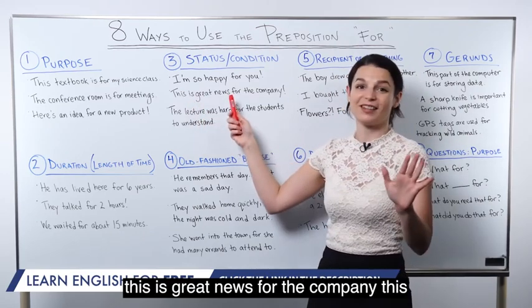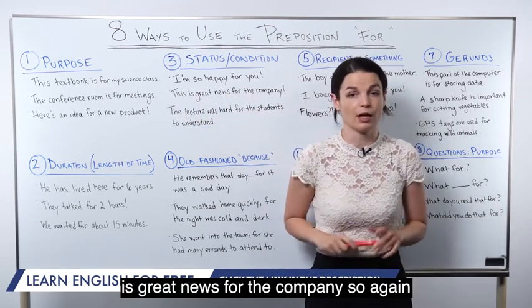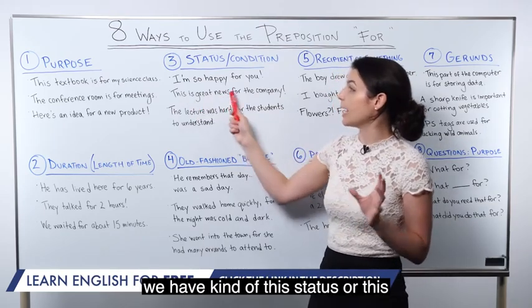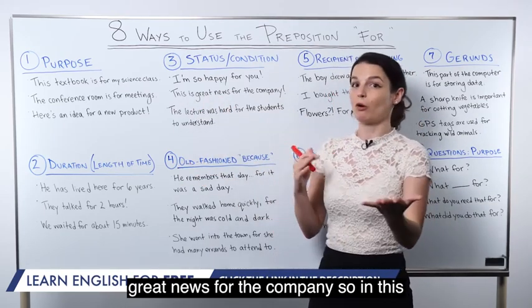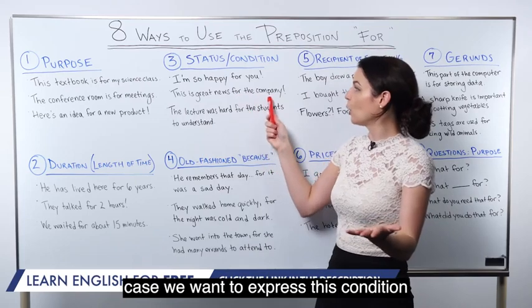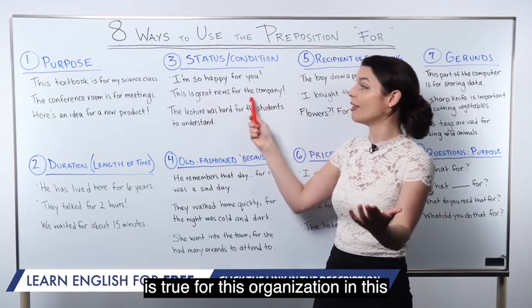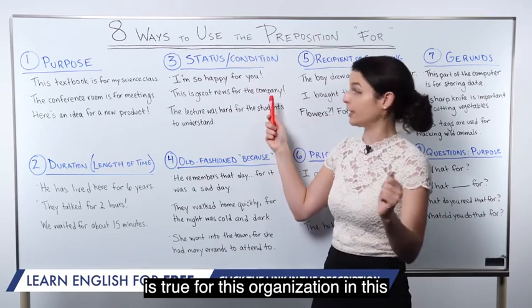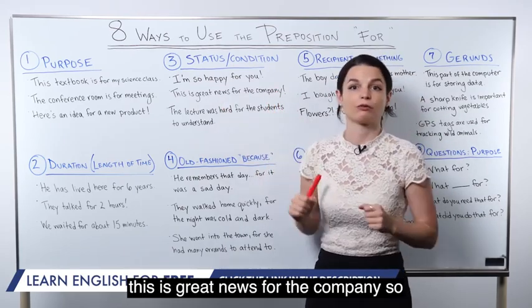This is great news for the company. So again, we have kind of this status or this condition. Something happened. This is great news for the company. So in this case, we want to express this condition is true for this organization. So maybe the CEO says this. This is great news for the company.